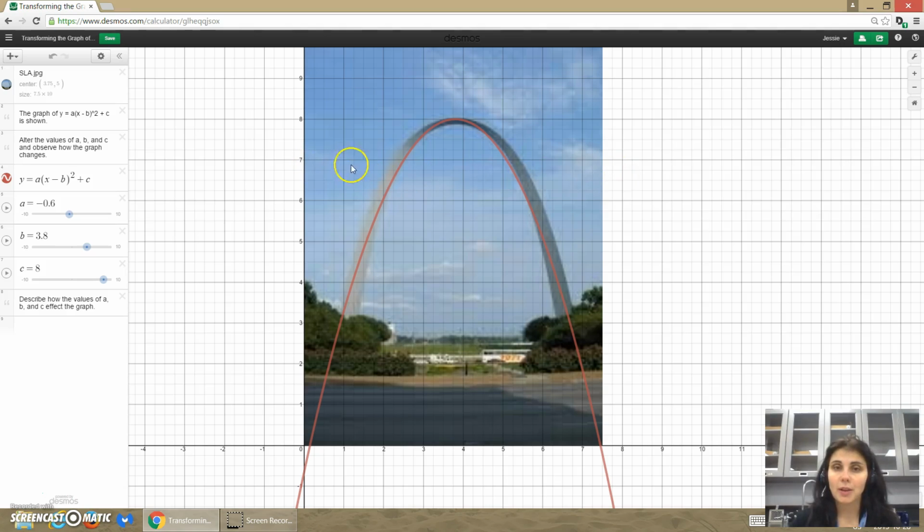And so I just wanted to show you how incredibly powerful Desmos can be, especially for students who require visual representations of mathematical concepts.